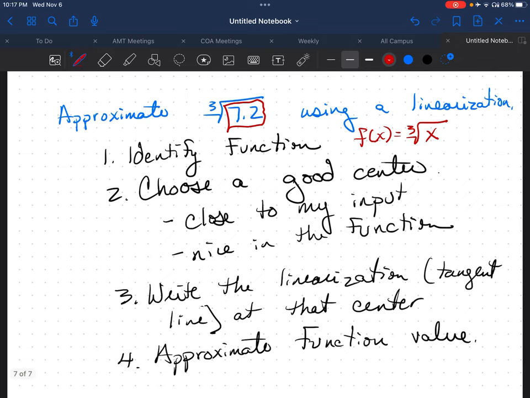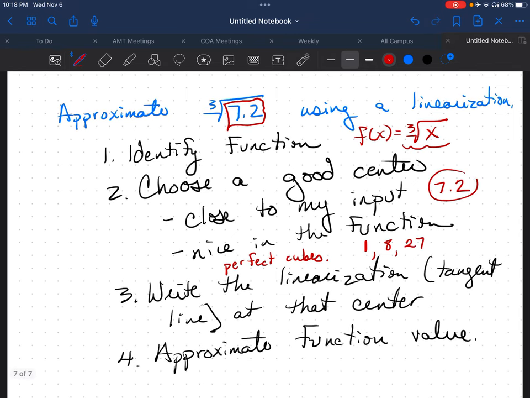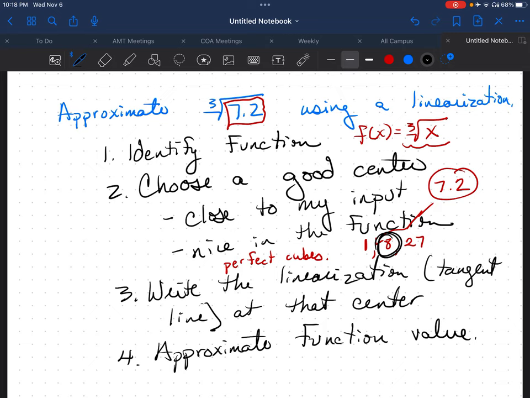Now, choose a good center. It needs to be close to 7.2. Again, I want things that are nice in this function. Because it's a cube root function, I'm looking for things that are perfect cubes. And maybe you don't know what perfect cubes are. Well, let's say I'm just going to take 1 and start cubing. So 1 times 1 times 1 is 1. So that's a perfect cube. 2 to the third power is 8, 3 to the third power is 27. And right here, I have this guy sitting, oh, it's not in the middle there, it's in the middle over here. Hold on. Right in between there. So maybe my two choices are 1 or 8, and I'm for sure closer to 8. So I think there's likely no doubt that 8 is a better center.